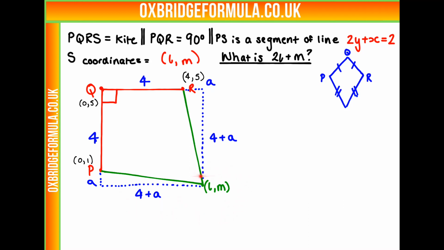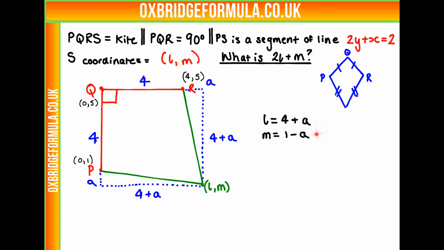Now we can work out an expression for L and M in terms of A. Let's start with L. What's going to be our expression for L? That's going to be our x coordinate. If we use our x from P, that's 0, and we know we're going across 4 + A, so L = 4 + A. If we do the same for M, we know that our y value for P is 1, and we're going down an A, so M is just 1 - A.